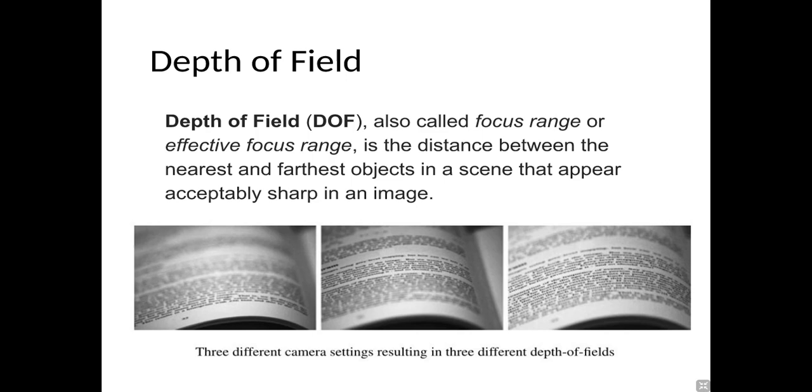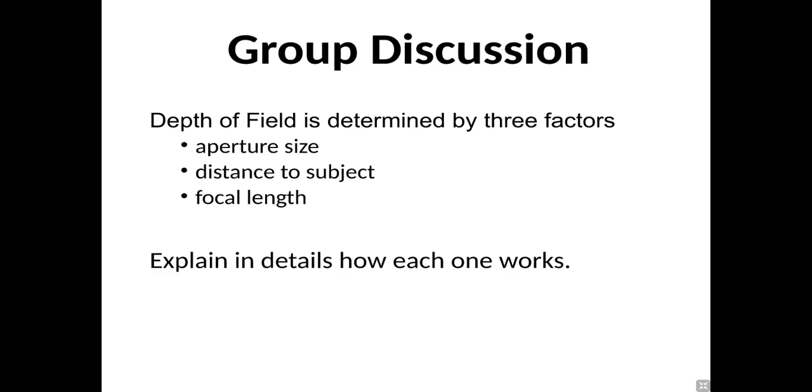Okay, so there is a term in images, we call it DOF. Sometimes DOF is degree of freedom, but for images, DOF is depth of field, also called focus range or effective focus range, and is the distance between the nearest and farthest object in the scene that appear acceptably sharp in an image. So this one, you see everything is blur. Three different camera settings result in three different depths of field. Depth of field is determined by 3 factors: aperture size, distance to subject, and focal length. So it explains in detail how each one works.